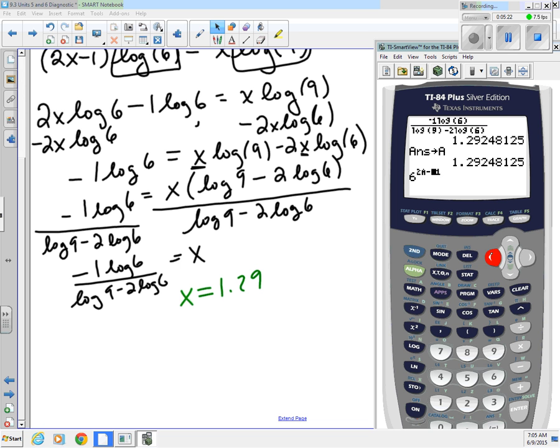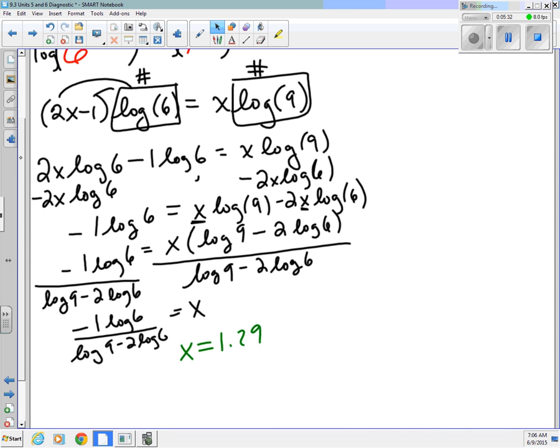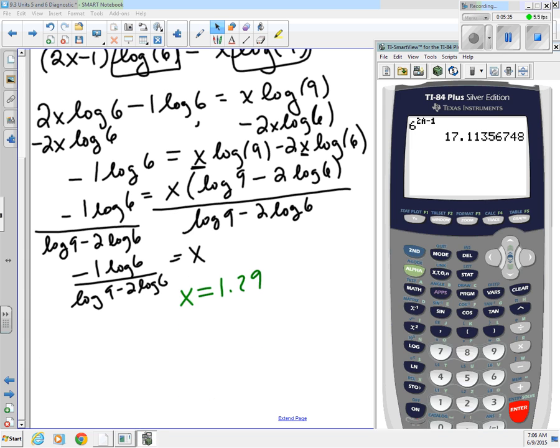Whoops. And I will get nothing because I have to put the 1 in again. So I have 6 to the 2a minus 1, and I have 9 to the a. Just to kind of quickly check this, 9 to the a, and I get 17.11, so I did it correctly. Okay, awesome. Good stuff. Onward to number 4.